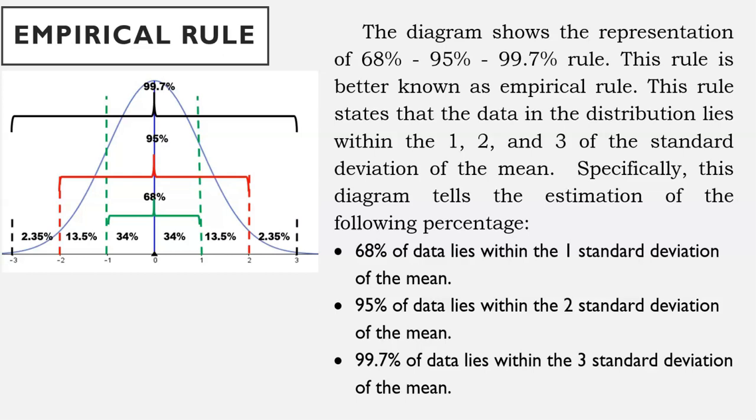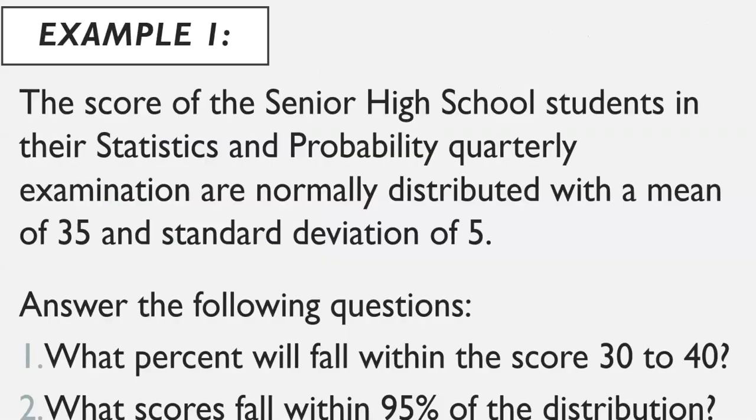68% of the data lies within the first standard deviation of the mean, the green colored there in the diagram. 95% of the data lies within the 2 standard deviations of the mean. It is the red colored section in the diagram, and 99.7% of the data lies within the 3 standard deviations of the mean. You can see there the black color, that is 99.7% of the data.